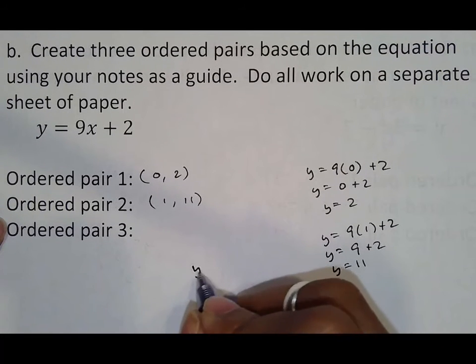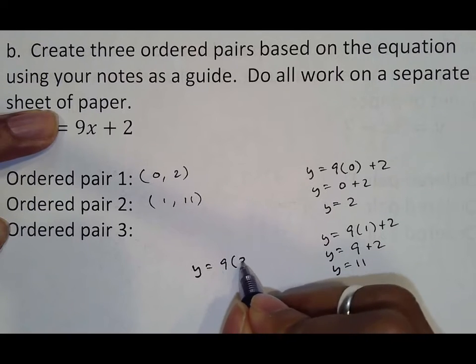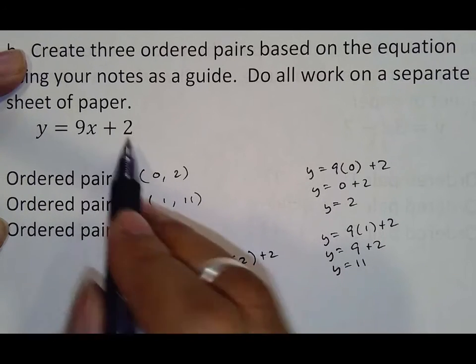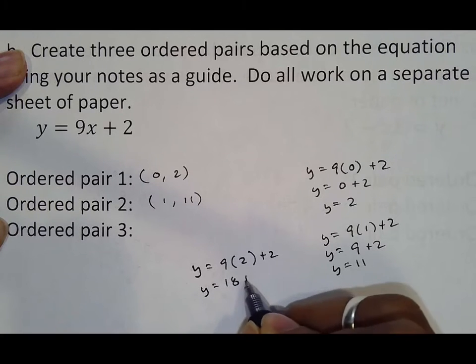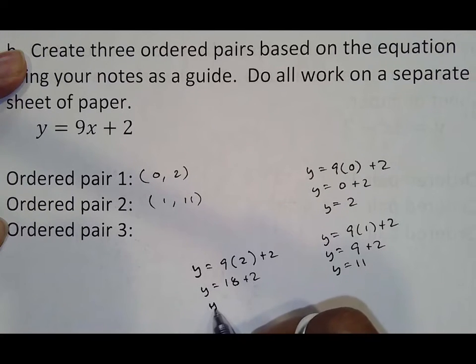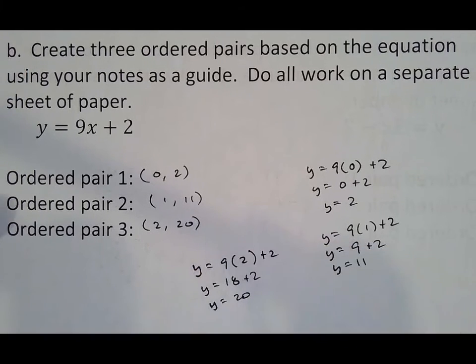And in your third ordered pair, again, we're going to use x of 2, so 9 parentheses 2 plus 2, again everything's coming from that equation. 9 times 2 is 18, and 18 plus 2 is 20. So there's my x, there's my y, and that is my 3 points. Very, very straightforward, very, very simple.